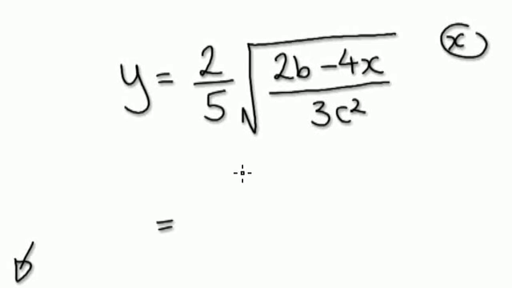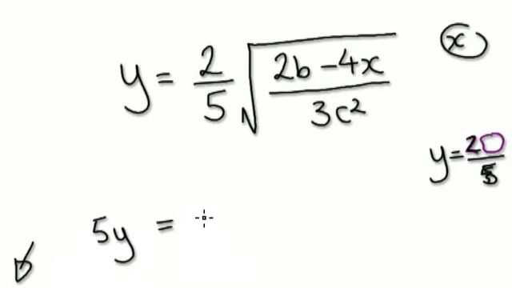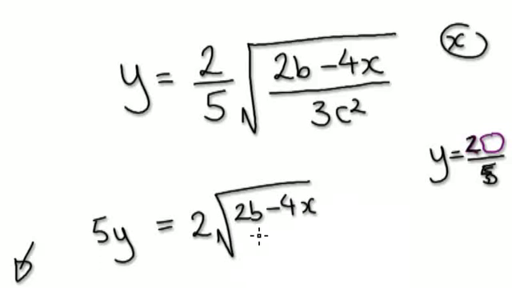Okay, so let's do this here. Visualize it as this: Y equals 2 bubble over 5. Okay, so kill off this 5. So times both sides by 5. So it would be 5y equals 2 root 2b minus 4x over 3c squared.